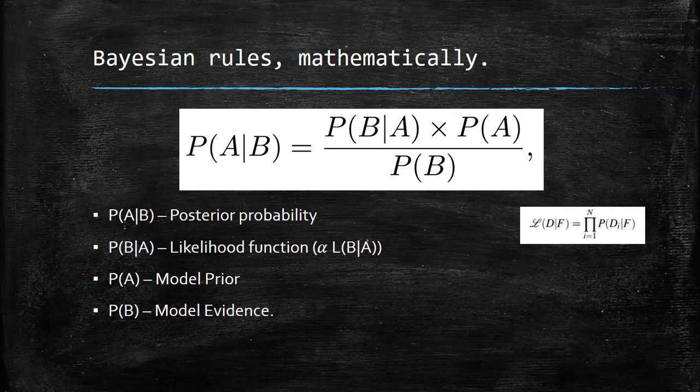And P(A) is the model prior. This is all the knowledge that we have about this model even before we start measuring things. And then P(B) is the model evidence, which is basically a normalization term. For simplicity and understanding things, we can ignore this during calculations.